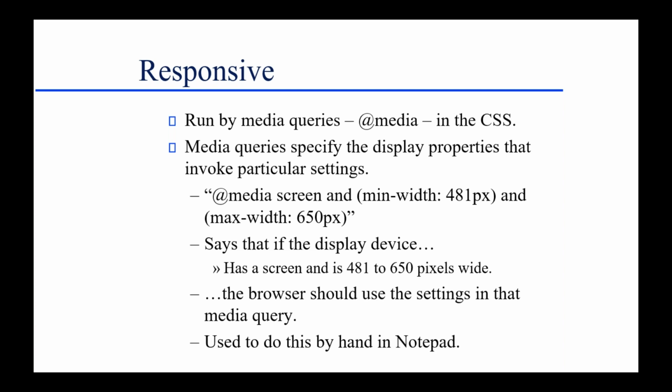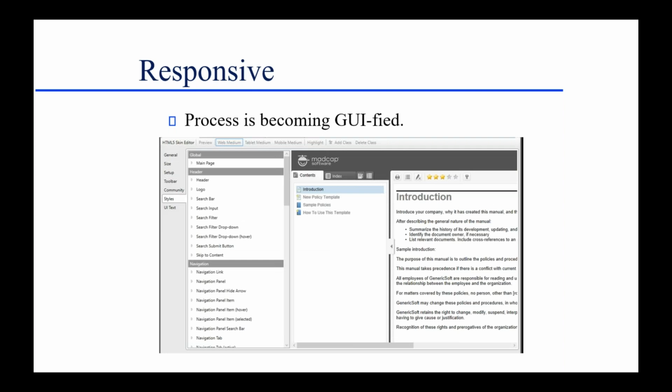And once again, we used to do this by hand in Notepad. You notice this is kind of a theme here. And it is again becoming GUIfied. So here is the HTML5 skin editor in a recent version of Flare. This hasn't changed that much. And what's nice about this is over on the right, obviously that's a preview of what your output will look like. Over on the left are all the different commands. And then up at the top, you can see I have web medium selected. Web medium is basically desktop, and then tablet, and then mobile.